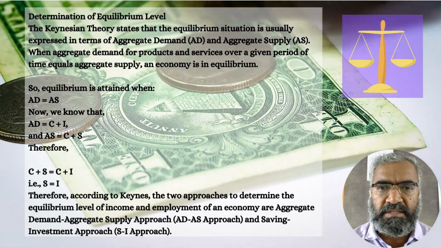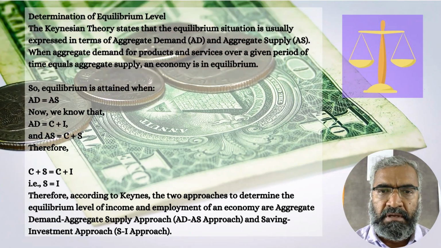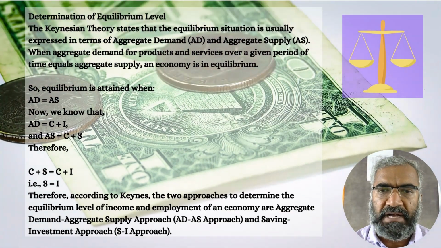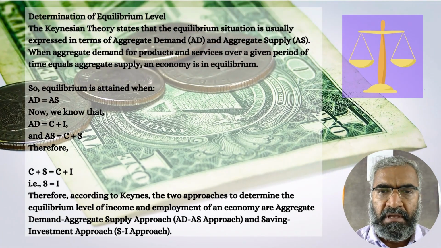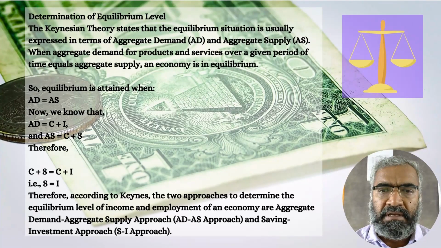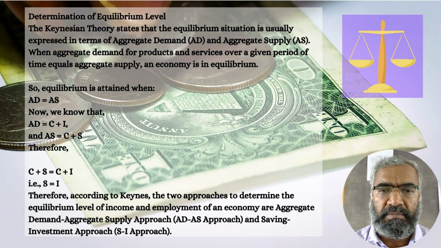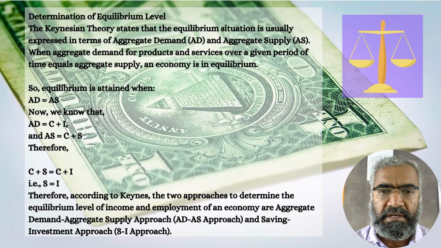Today let us discuss the determination of equilibrium level of income. The Keynesian theory states that the equilibrium situation is usually expressed in terms of aggregate demand (AD) and aggregate supply (AS). When aggregate demand for products and services over a period of time equals aggregate supply, an economy is in equilibrium. So equilibrium is attained when AD equals AS.